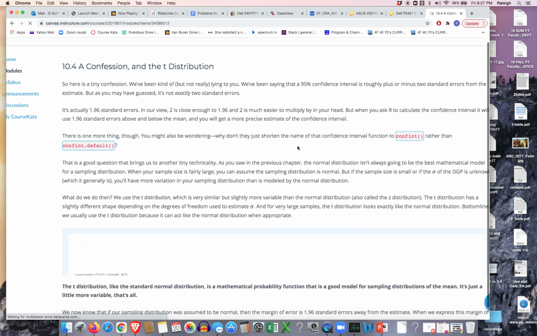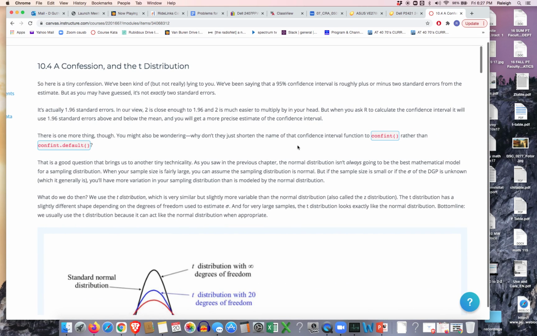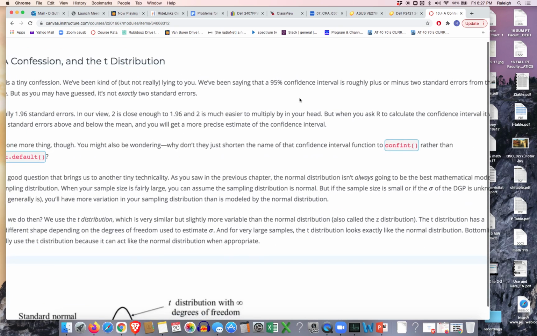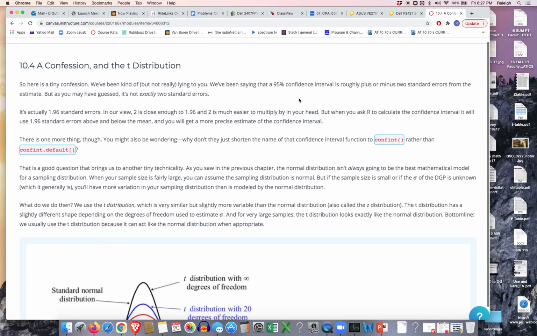Okay, here's the confession. What they're going to confess. They've got a lot of things to confess to, in my opinion, but that's just my opinion. Try to make the best of it through this remaining part of the class. We're getting close to the end.